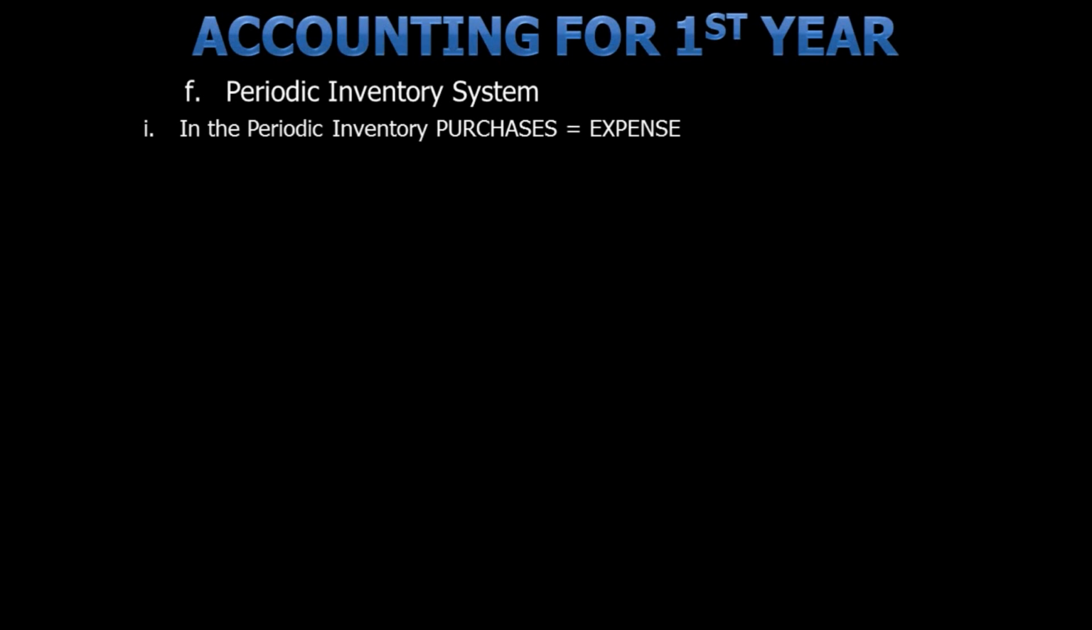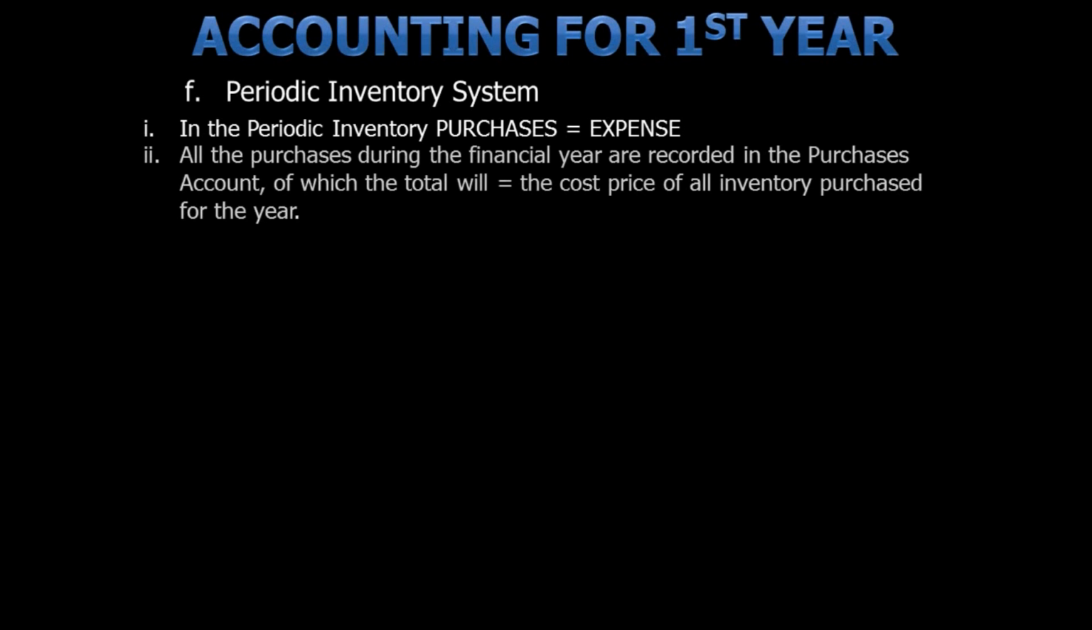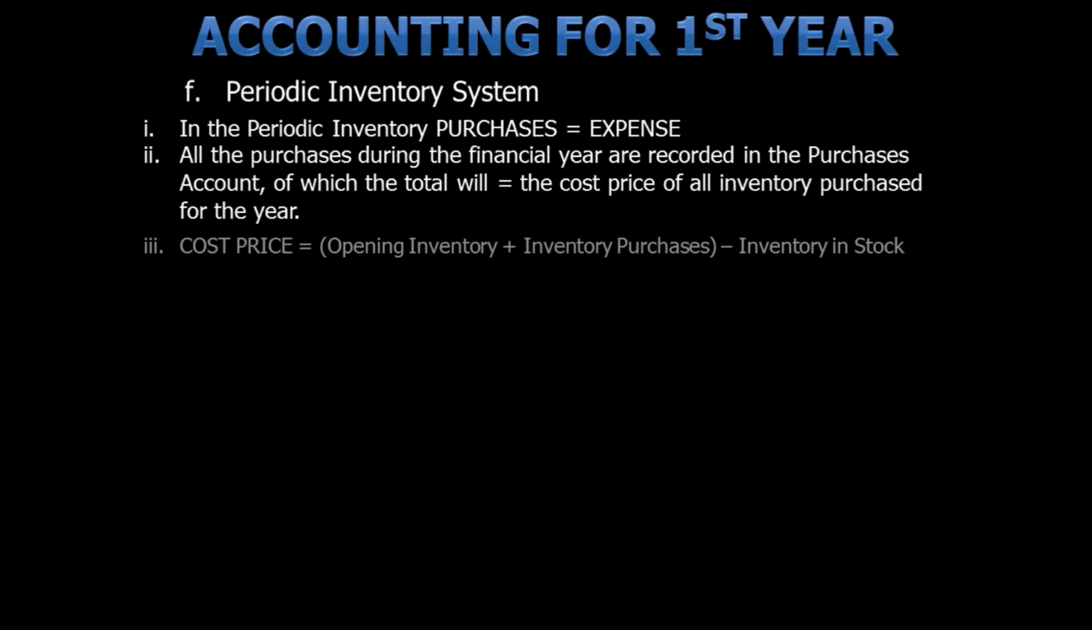The next system used in accounting to manage our inventory is called the periodic inventory system. In the periodic inventory system, purchases are regarded as an expense. All the purchases during the financial year are recorded in the purchases account, of which the total will equal the cost price of all inventory purchased for that year. The cost price is equal to opening inventory plus all the inventory purchases for the year, less our inventory in stock.